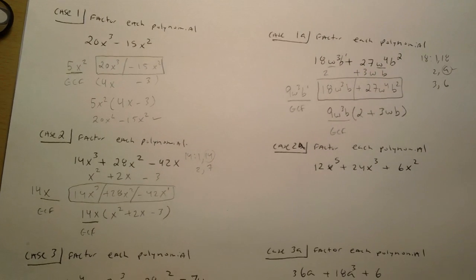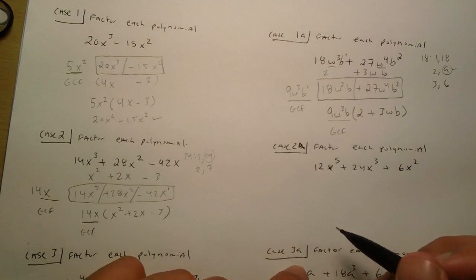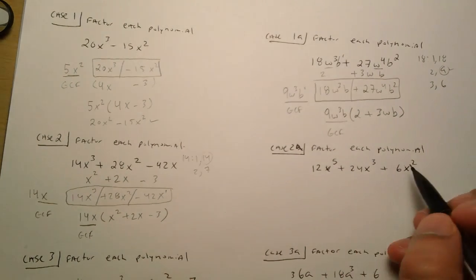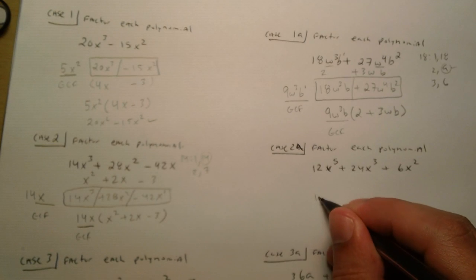Now, last one. We have a couple more examples to go through. So we're asked to factor out each polynomial here. Now use our box method.